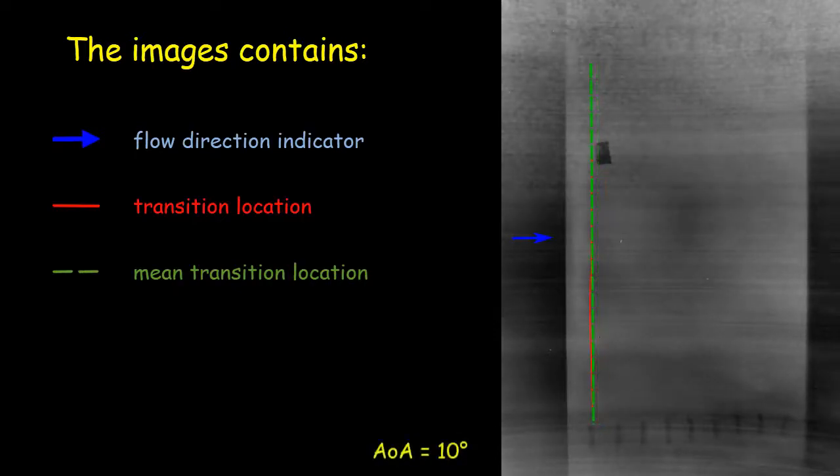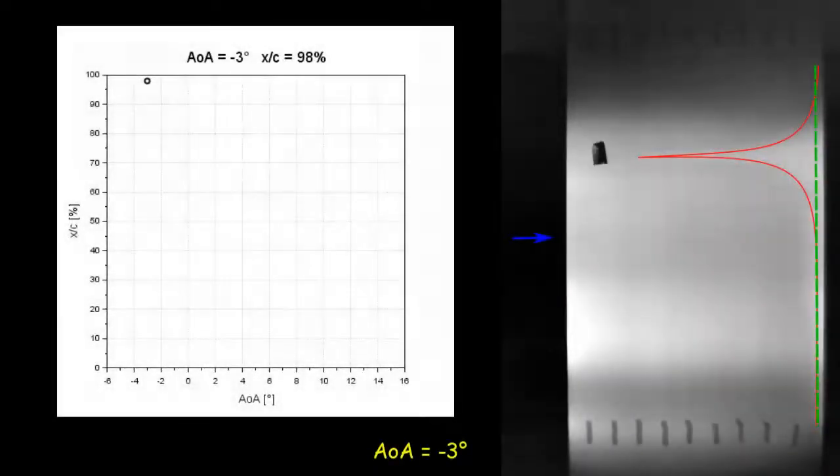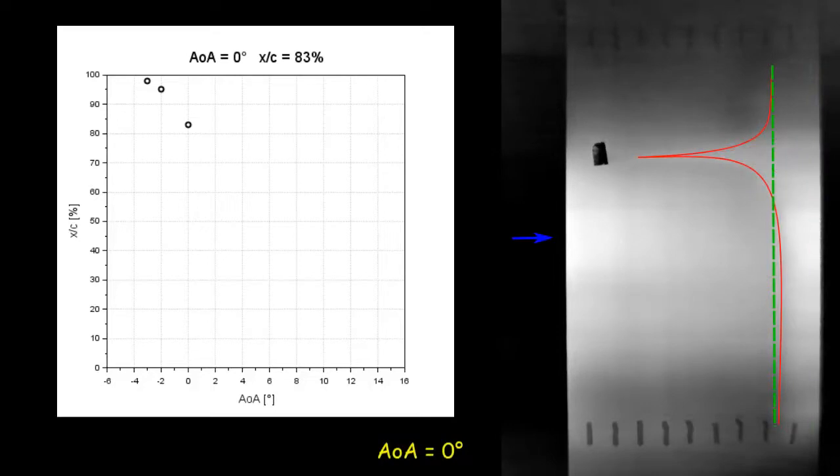The value of interest is the transition location in x over c coordinates. Remember, it is not possible to see where the transition process begins. Therefore, these lines represent an estimation where the transition ends and the flow became already fully turbulent. If one plots the mean transition location from each image over its angle of attack into a diagram, one gets an overview over the location from which turbulent flow can be expected.